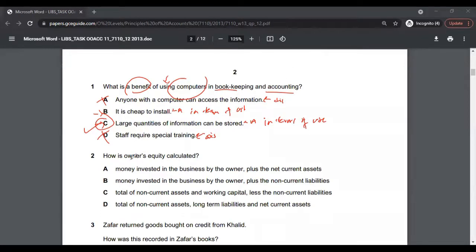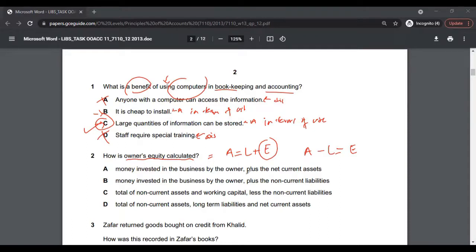Multiple choice 2. How is owner's equity calculated? So assets equals liabilities plus equity. This is the equity: assets minus liabilities equals equity. That's how you calculate the equity, right? So we just need to read through the words to find that correct option.